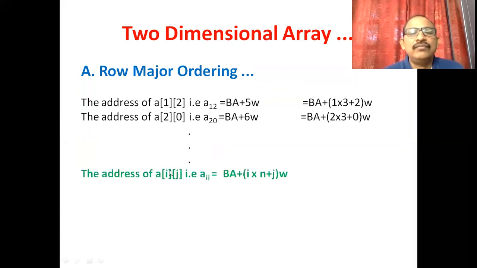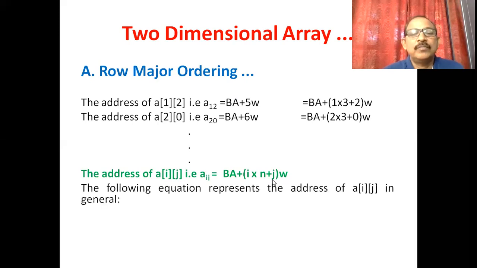the address of Aij, you may write BA plus I into N. And what is the N? N is the number of columns, or in other words, you can say number of elements in a row. So I into N plus J. Clear? Now, this equation represents the general equation, the address of Aij element.